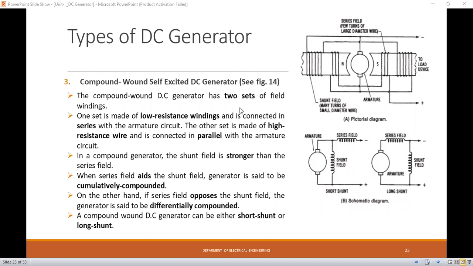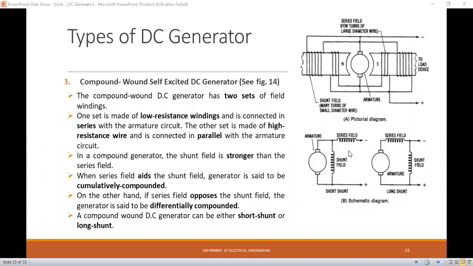So that means a combination of both, so that we can call it a compound. Combination of shunt field winding and series field winding. According to this, there are two types. If the shunt field winding is connected in parallel with that of series field winding plus armature winding, then it is called a long shunt compound generator. And if the shunt field winding is connected in parallel with only the armature winding, then it is called a short shunt compound generator.